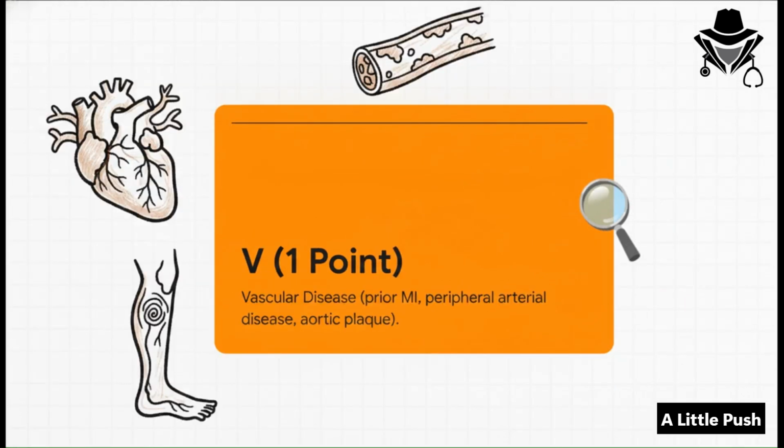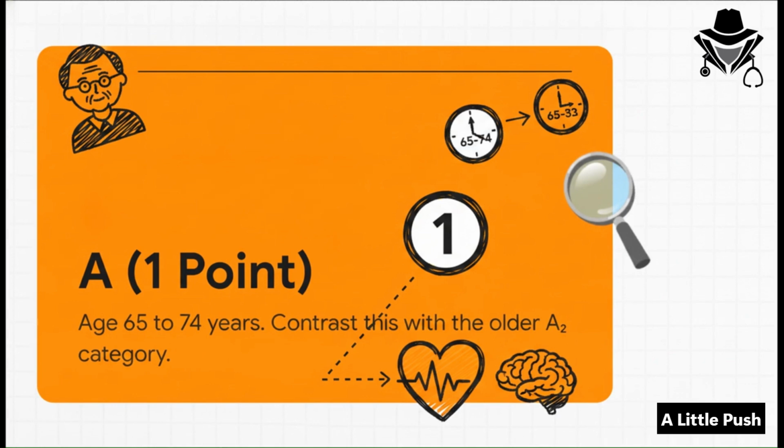Let's look at the newer additions that make this modern version so pinpoint accurate. V is for vascular disease. This specifically covers things like a prior myocardial infarction, peripheral arterial disease, or aortic plaque. Any one of those history items? That's 1 point. You'll notice we have another A here, but this one is for the age category of 65 to 74 years. Contrast this with our earlier A2. If they fall into this slightly younger middle bracket, they just receive 1 point.